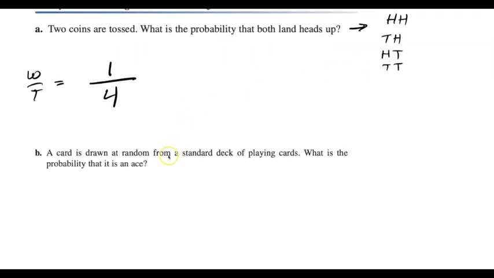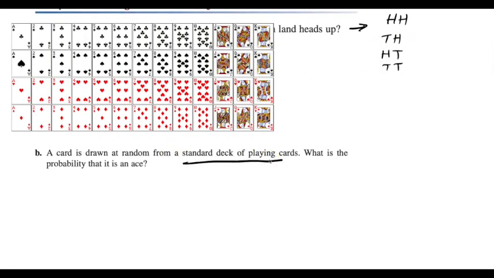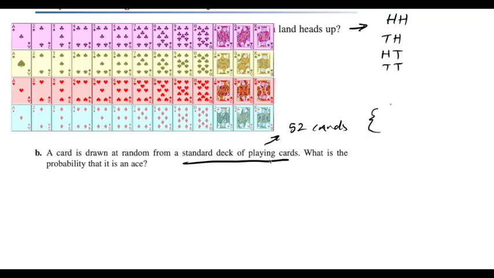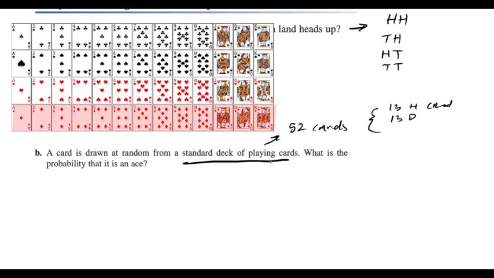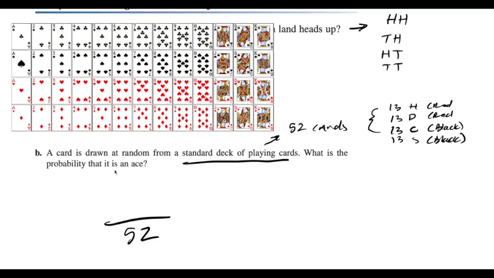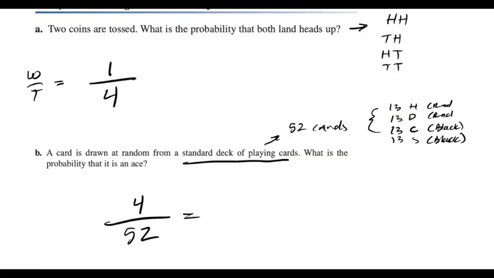A card is drawn at random from a standard deck of playing cards. The standard deck of playing cards has 52 cards. If you're not sure, there are 13 of each suit. There are 13 hearts that are red, 13 diamonds that are also red, 13 clubs, which are black, and 13 spades, which are also black. What is the probability that it is an ace? Out of the 52 cards, what's the probability that it's an ace? There's an ace of each type, so there are 4 aces total. You have a 4 out of 52 chance of picking up an ace, which reduces to 1 out of 13. You have a 1 in 13 chance of picking an ace at random.